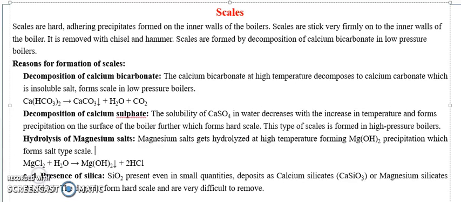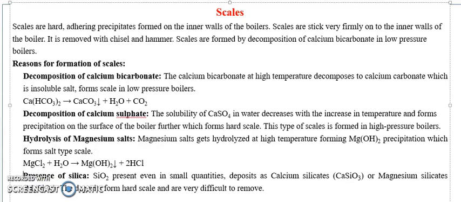Now, presence of silica. Silica, even when present in small quantities, deposits as calcium silicate or magnesium silicate. These deposits stick very firmly on the inner side of the boiler surface and are very difficult to remove. It is one important source of scale formation in boilers.